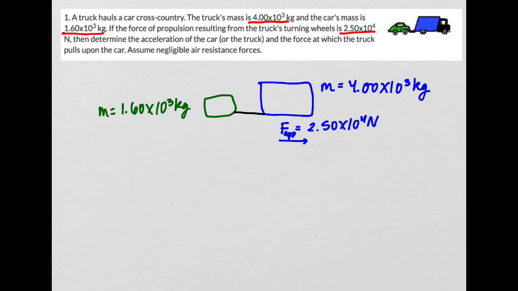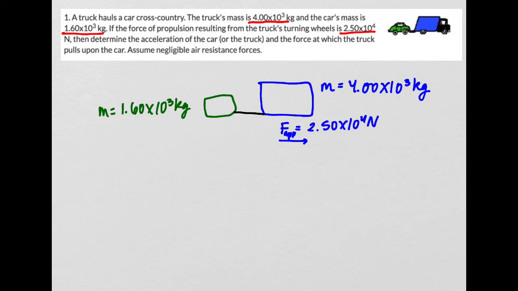So if the force of the propulsion resulting from the truck's turning wheels is given, another way of thinking about that is it's the applied force. There's a force being applied onto the truck by the truck's engine, and that force is 2.50 times 10 to the 4 newtons. And that's causing the truck to pull forward.